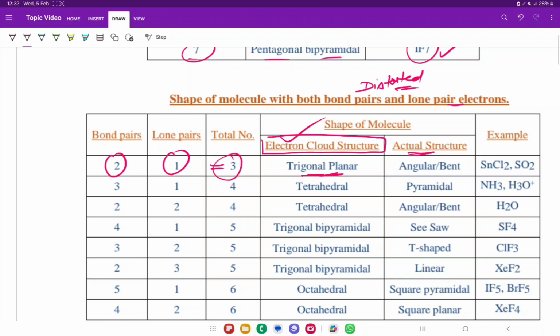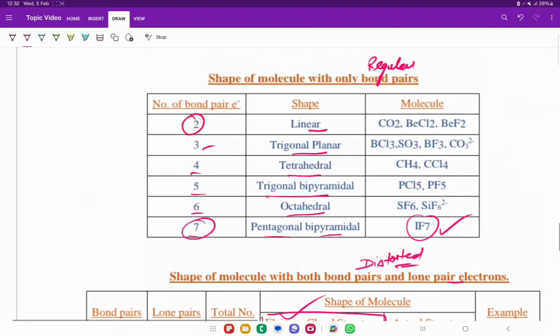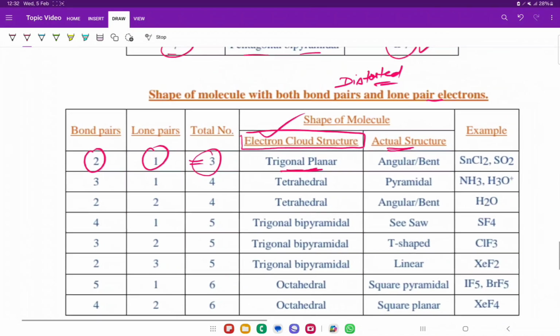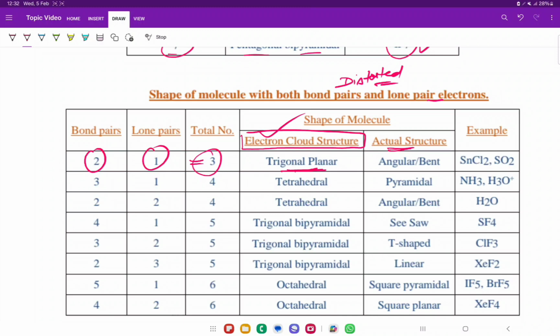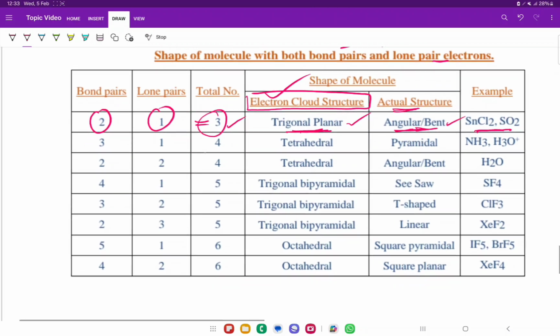What I mean to say is, if a molecule has 3 electron clouds, then the regular geometry is trigonal planar as per this, and the electron cloud geometry is also trigonal planar, which is my regular geometry. We can say electron cloud geometry represents the regular geometry, whereas actual structure depends on the repulsive interaction between lone pairs and bond pairs, and thus the shape changes. Thus, for 2 bond pairs and 1 lone pair having 3 electron clouds, the electron cloud geometry will be trigonal planar, but the actual geometry is angular or bent shape. Example: SO2, SnCl2, etc.